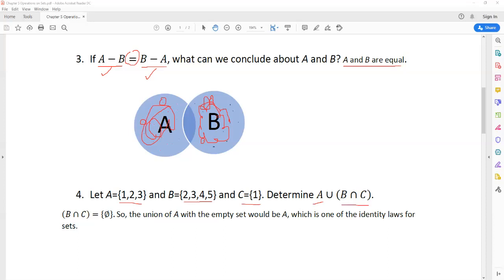If we start with B intersect C, if an element is in B intersect C, it means it has to be in both B and C. But C only contains the number 1, and B does not contain the number 1, which means that the intersection of those two sets is the empty set. And what happens when you take the union of a set with the empty set? You just get that set back. In other words, the union of A and the empty set would just be set A.